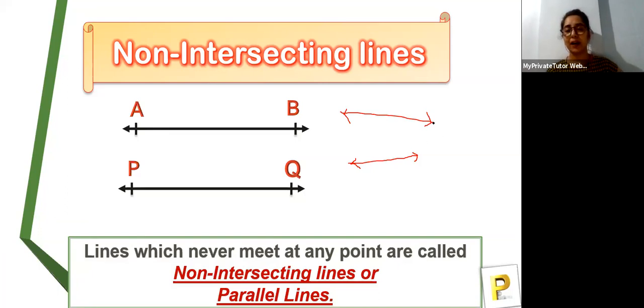So let's see how. So this line and this line, now if you keep extending this one, and if you keep extending this one, there's a point where both of these lines are going to meet. So then these lines cannot be considered to be non-intersecting lines. So clearly, what does non-intersecting line mean? They should never meet. So the lines which never meet are called non-intersecting lines.